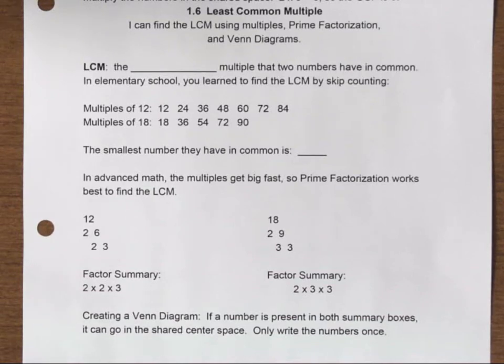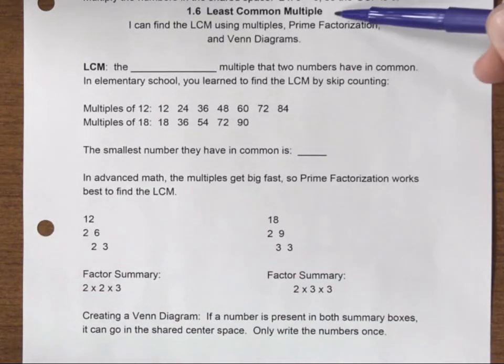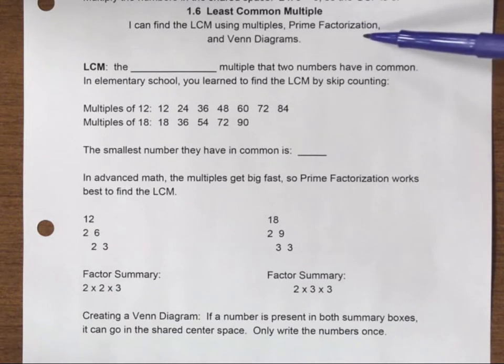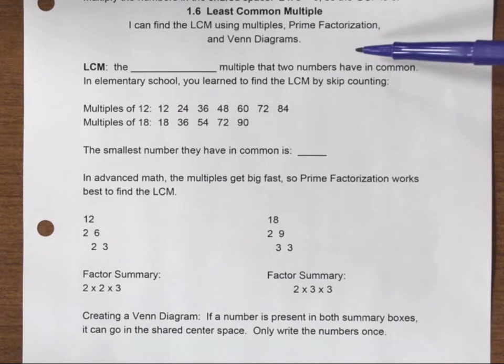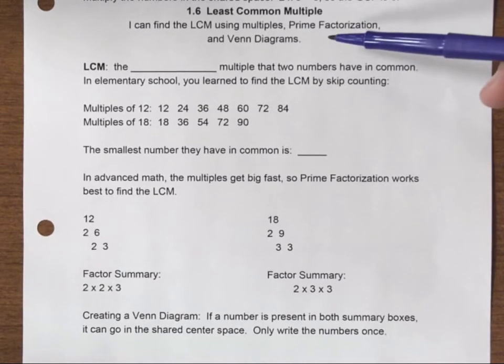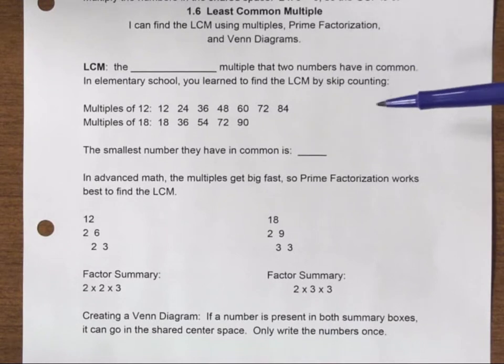Okay, today we're talking about 1.6, least common multiple. Let's look at our I can statement. It says I can find the LCM or least common multiple using multiples, prime factorization, and Venn diagrams.